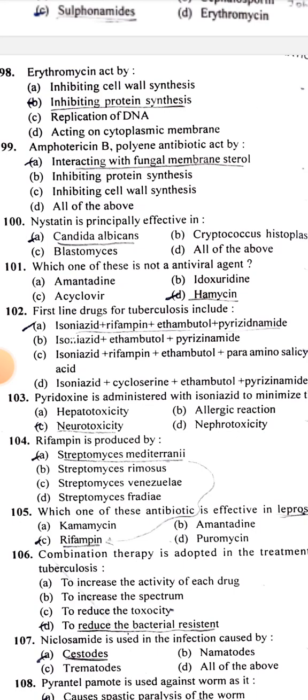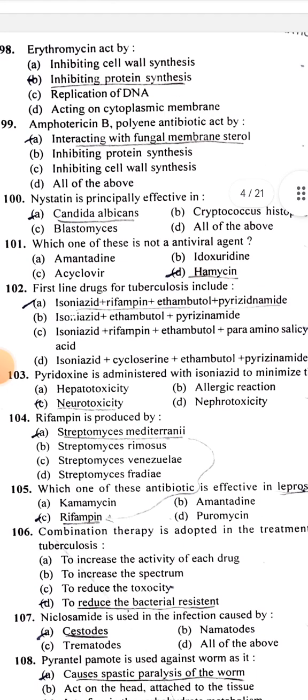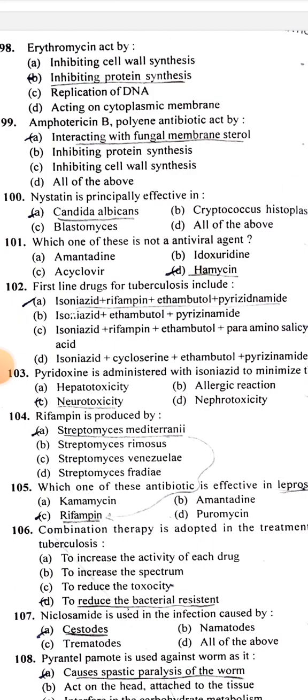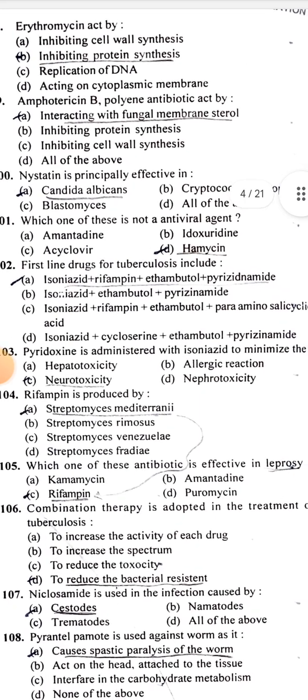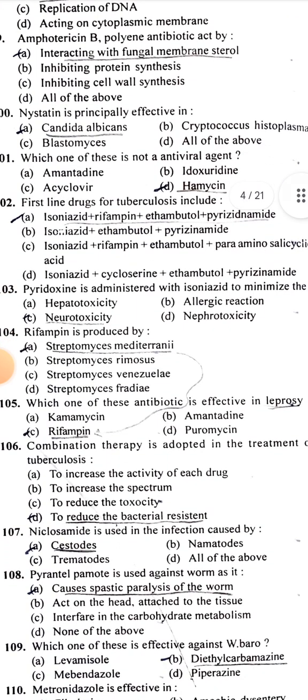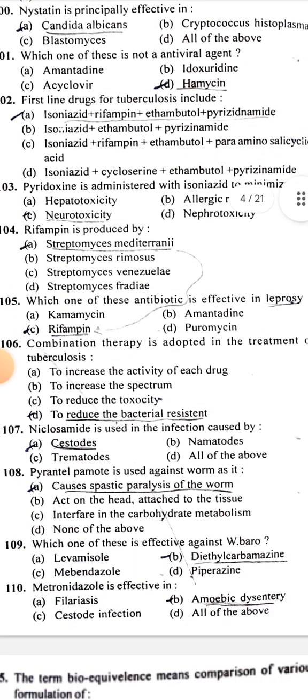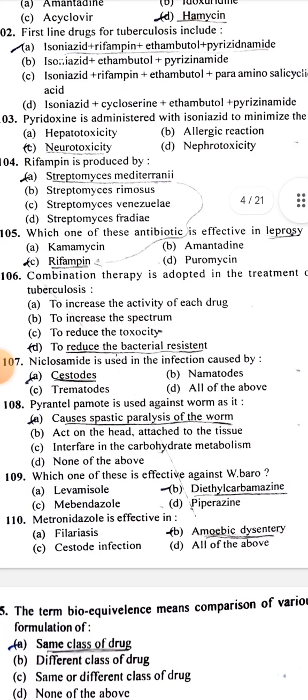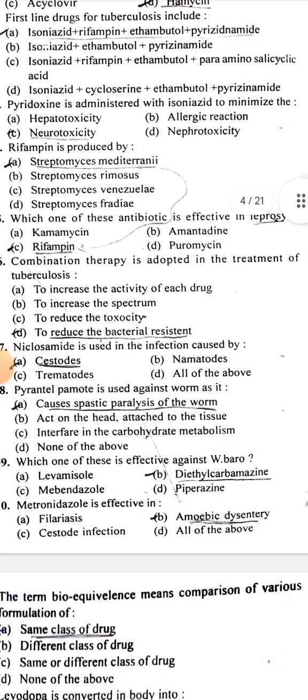Which one of these is not an antiviral agent? Hemicin. First line drugs for tuberculosis include isoniazid, rifampin, ethambutol, and pyrazinamide. Pyridoxine is administered with isoniazid to minimize the neurotoxicity. Rifampicin is produced by Streptomyces mediterranei. Which one of these antibiotics is effective in leprosy? Rifampin. Combination therapy is adopted in treatment of tuberculosis to reduce the bacterial resistance.